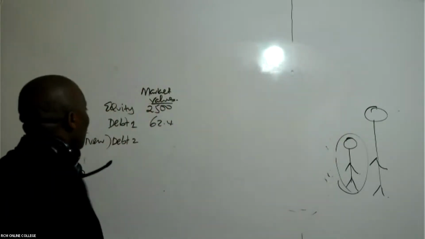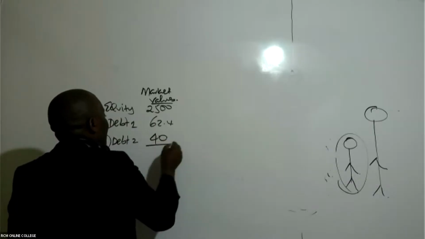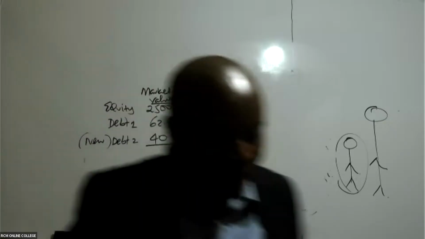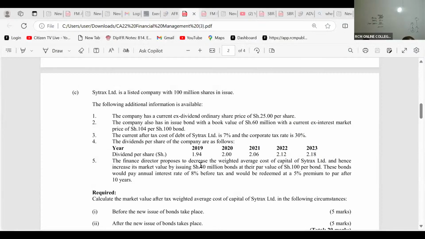And then the market value of this debt that we have just issued today is 40. Can somebody give me this total? The market value of the debt that we have just issued, and hence increased, by issuing a 40 million bond at its par value. So you're issuing this at par value at 40. So that's the market value.